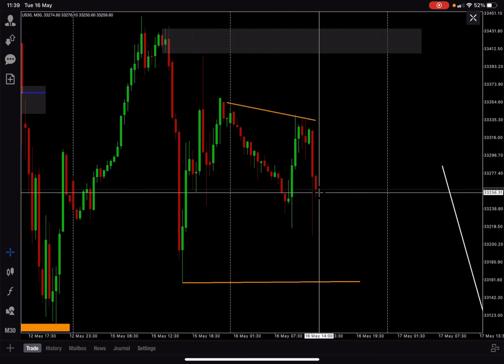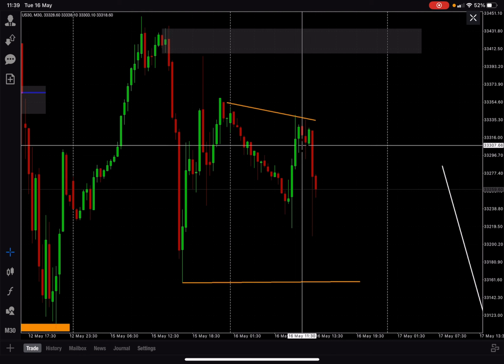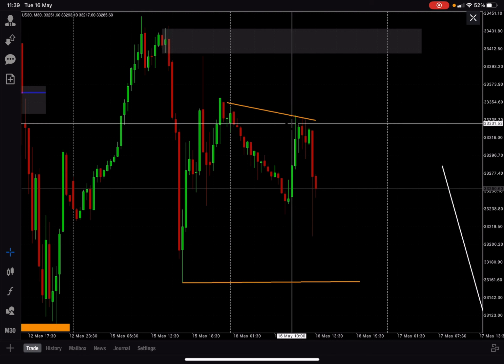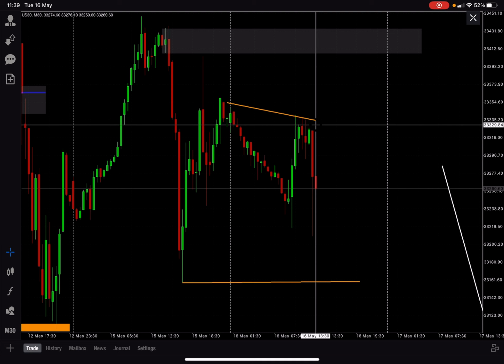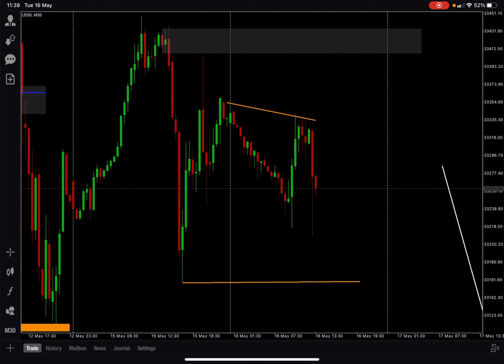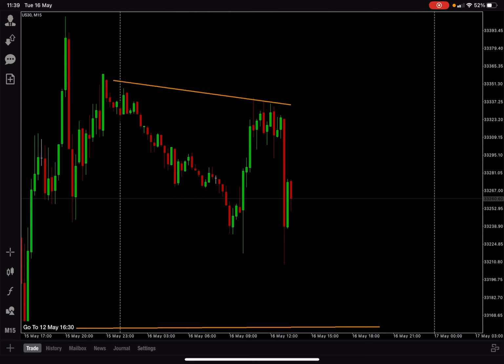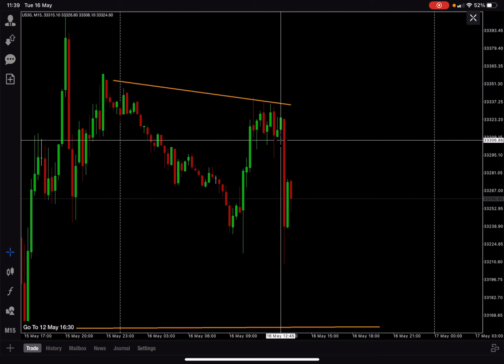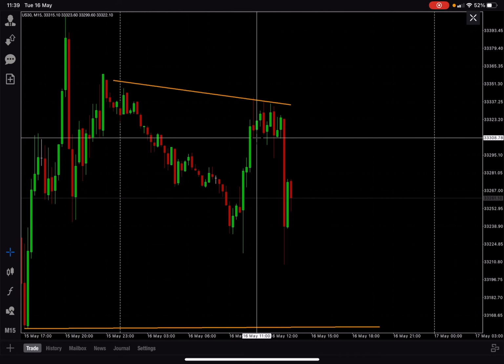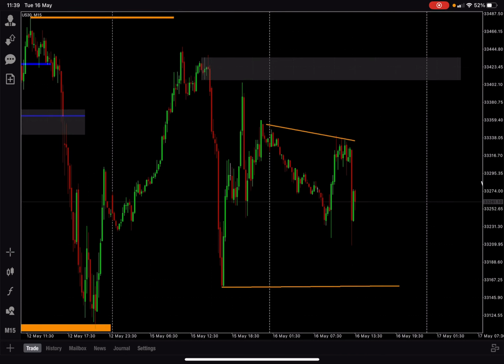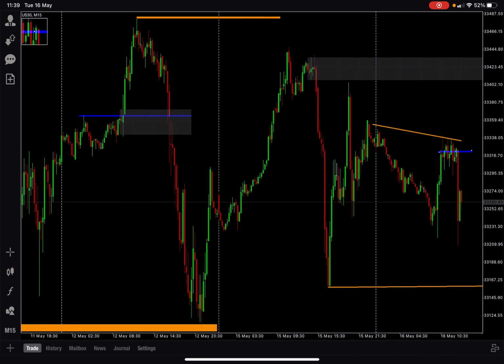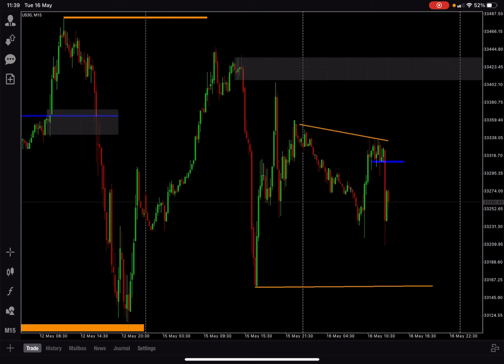So if you see support, then it will be targeting this area and then this area if you see support to the upside. But if price is continuing down, then price will come up to this area, use that as bearish support, and that is why we use the blue lines. So that is a potential bearish support area there.